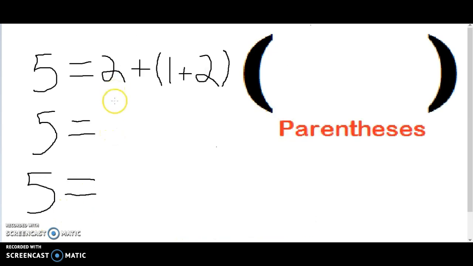Here we have a parentheses problem. So we have 5 equals 2 plus parentheses 1 plus 2. So the next step in solving this would be adding the 1 and the 2 inside of the parentheses, which we know equals a 3. And then after we add the 2 plus the 3, we've got 5 equals 5. That is a true solution.